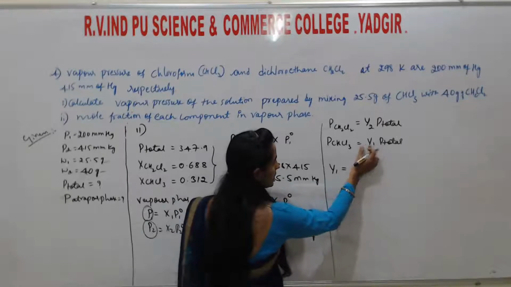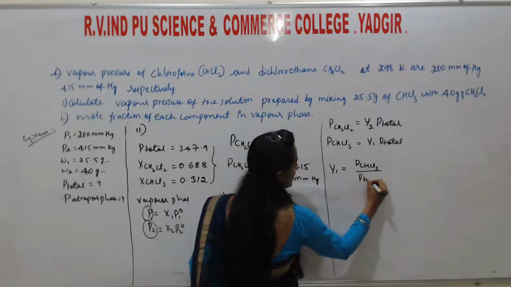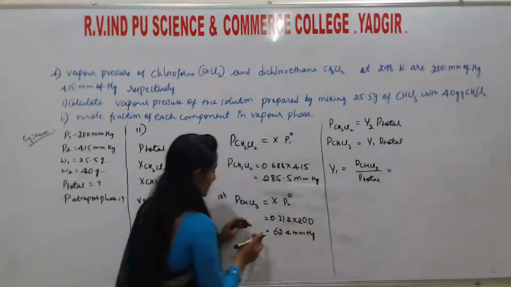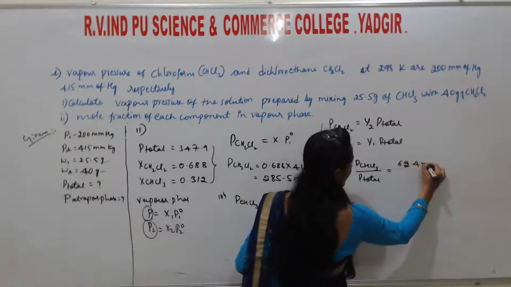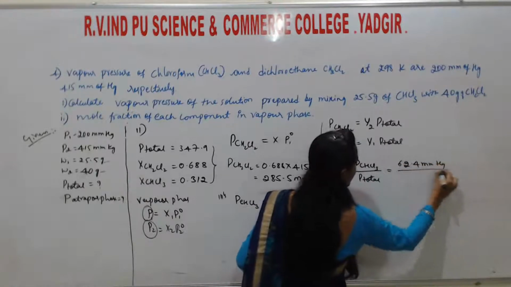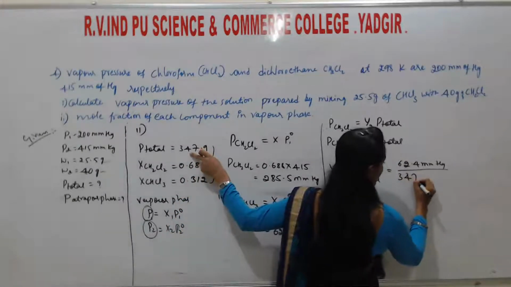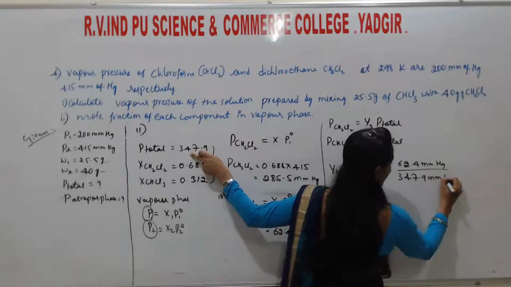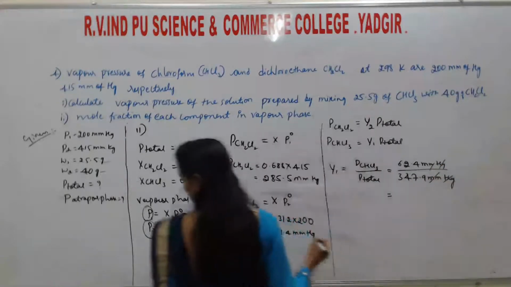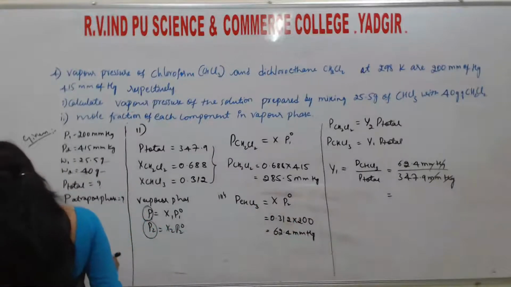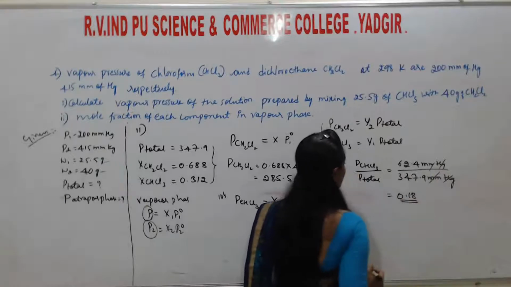So students, Y1 means P of CHCl3 divided by P total. P of CHCl3 is 62.4 mmHg divided by P total, which is 347.9 mmHg. These two get cancelled, and you will get the answer for CHCl3 approximately 0.18.